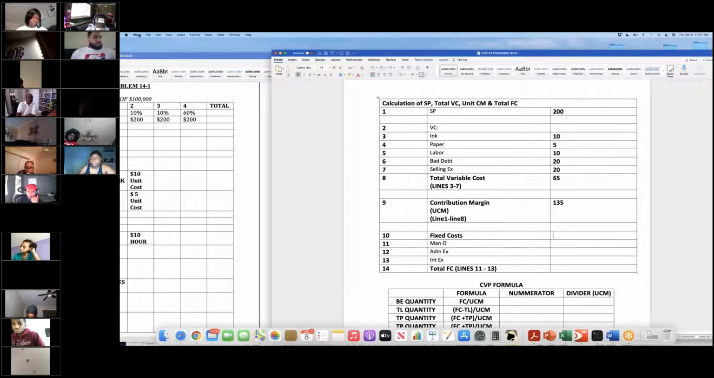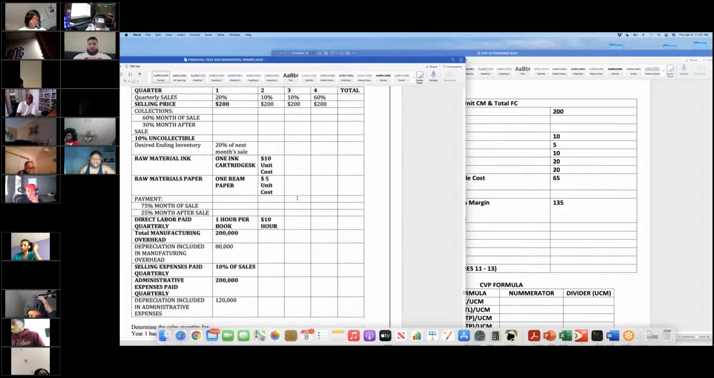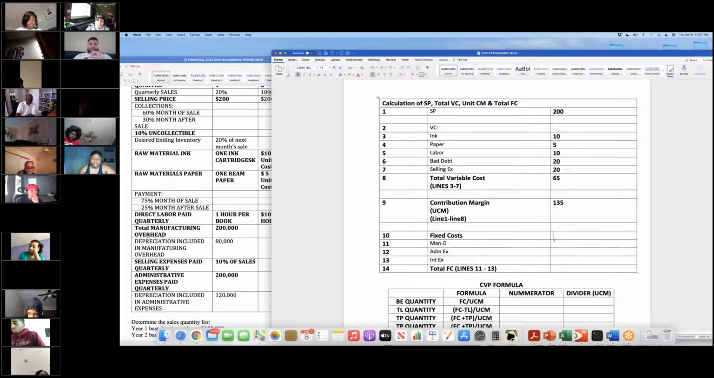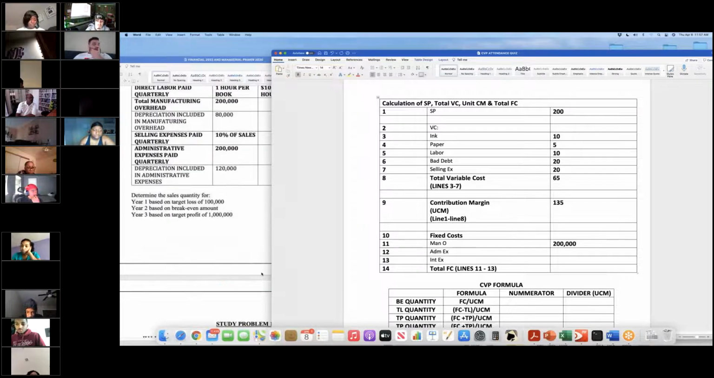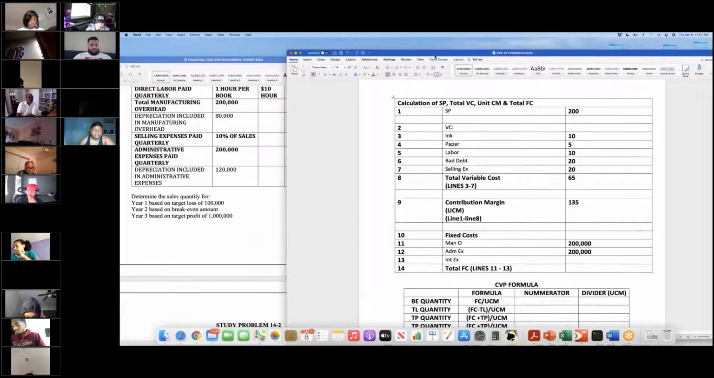Okay. What are our fixed costs? 600,000. I actually got $1 million for that. I just used the actual expenses that you gave us. Overhead is what? 200,000. And then the administrative expenses were what? 200,000 paid quarterly. Okay, so we're not worried about that at this point.